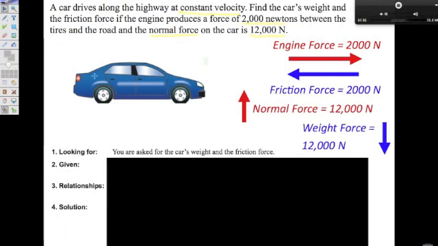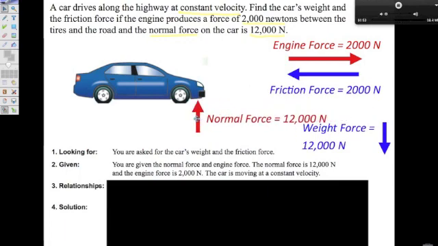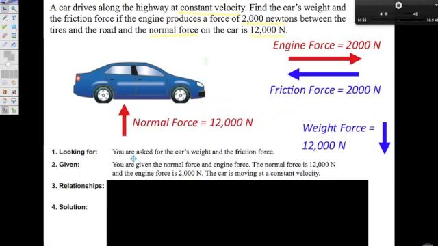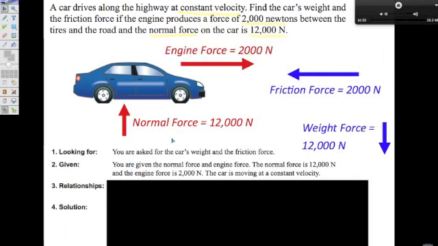First thing that we have to do is identify our forces. So we see how identifying it helps us to learn how to analyze something. So you're asked to find the car's weight and friction force. You're given the normal force and the engine force. The normal force is 12,000 newtons. And the engine force is 2,000 newtons. And the car is moving at a constant velocity.